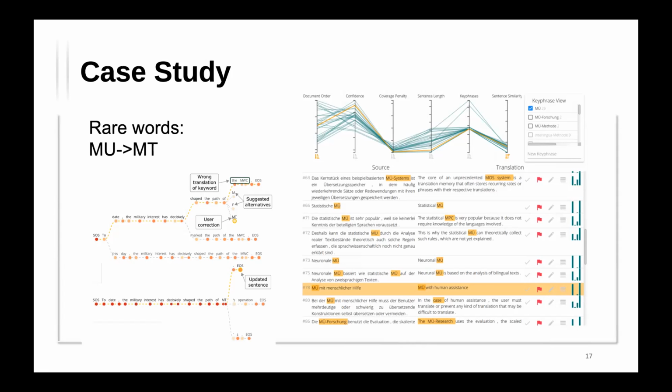Here the example is the MU in German, which should translate to MT, the machine translation in English, but the training data set does not contain the MU word. So here they use the Keyphrase View to filter all the sentences containing this word, and the MU appears 29 times, but I believe they corrected 5 out of 29, and later in their retranslation, all of them are correctly translated.